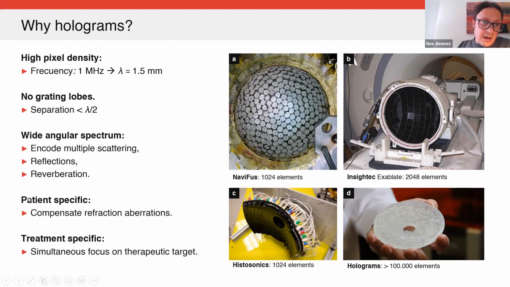They can be patient specific. Actually, they need to be patient specific for brain applications. They can compensate this refraction of the skull, and they are also treatment specific. They can target simultaneous focus in a therapeutical target, and they need to be designed for each patient and for each treatment. But they are cheap. You can 3D print it.